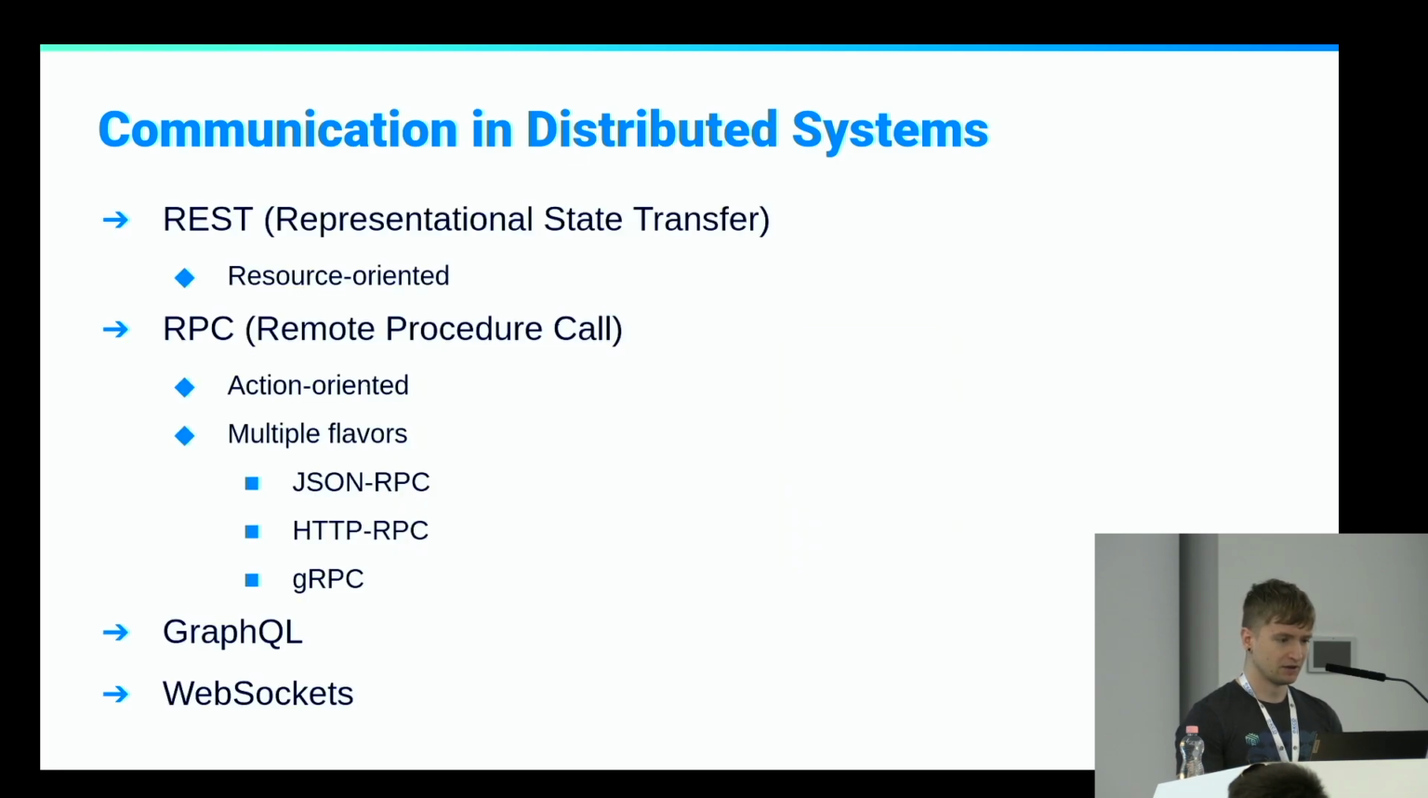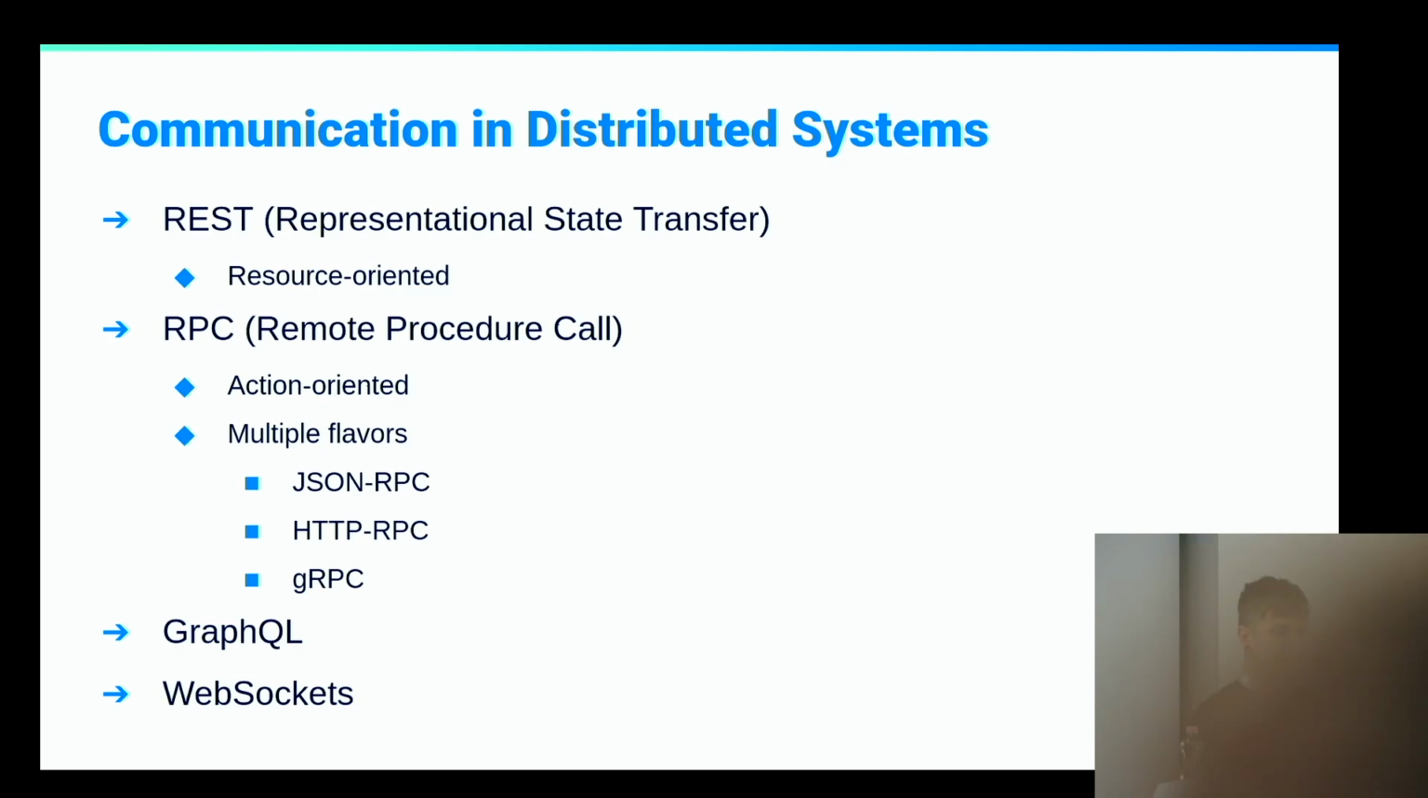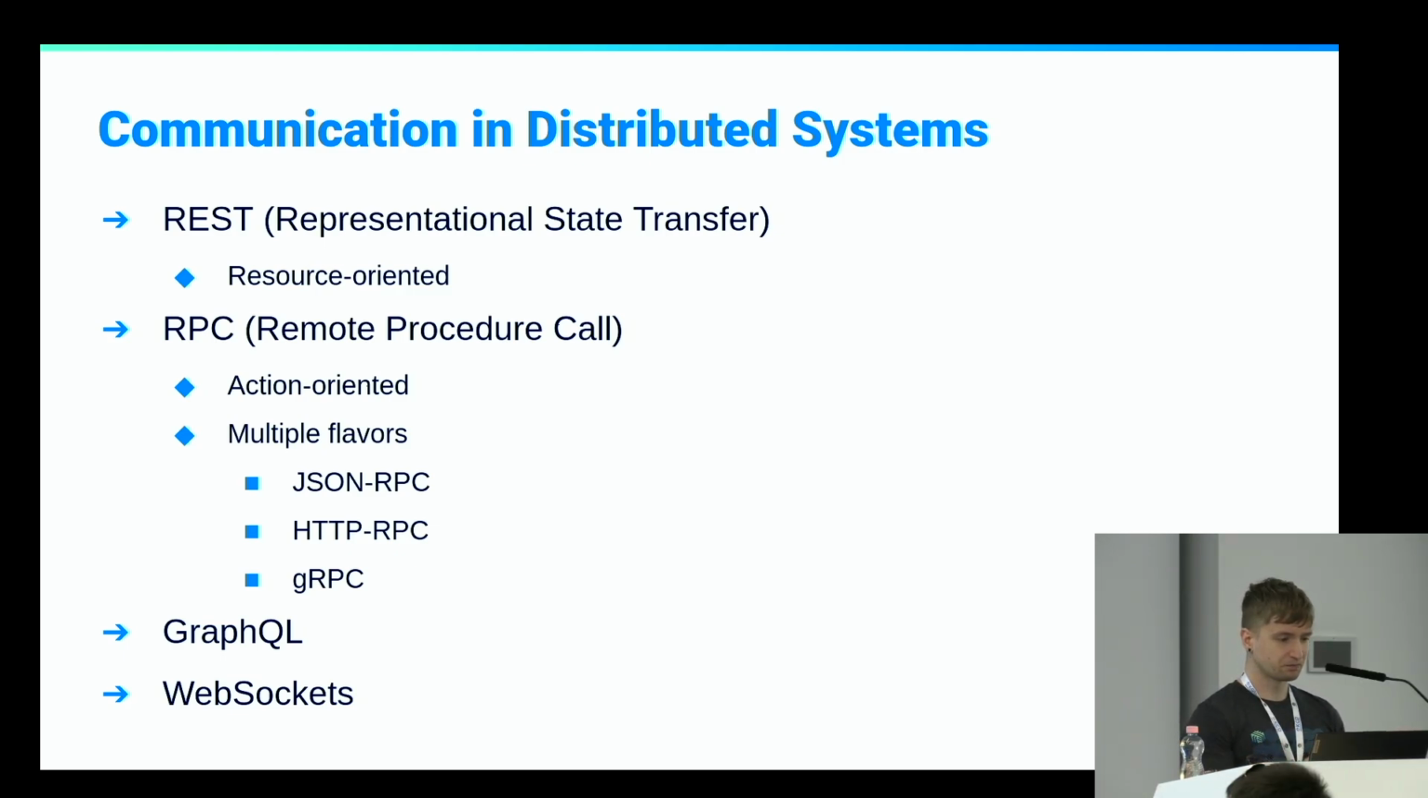One of these ways was, of course, REST. I think that's the one that most people are already familiar with. It's a resource-oriented way of communication. I also have an example coming up that explains what resource-oriented and action-oriented mean. And yeah, we have RPC. It stands for Remote Procedure Call. It's an action-oriented way. It has multiple flavors: JSON RPC, HTTP RPC, and gRPC, the topic of the talk. And of course, we have GraphQL and WebSockets. Those are also pretty widely used today.